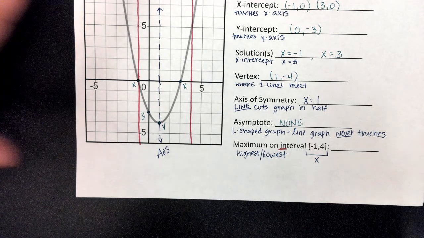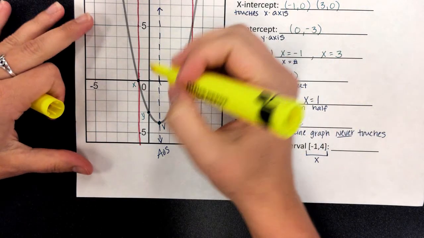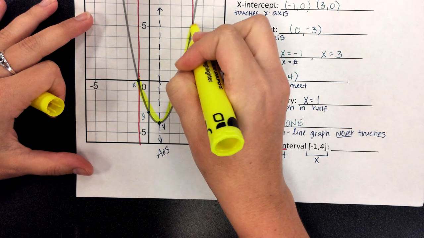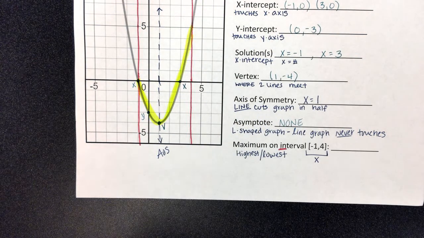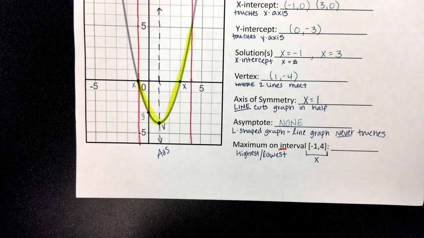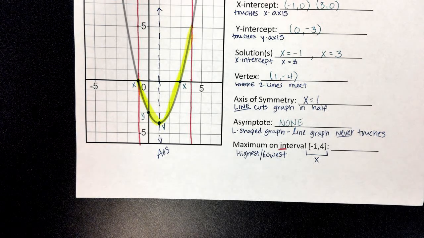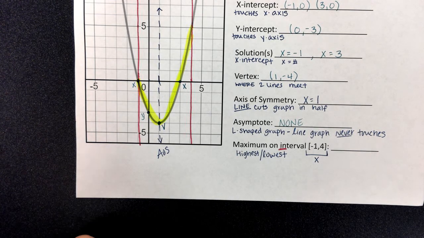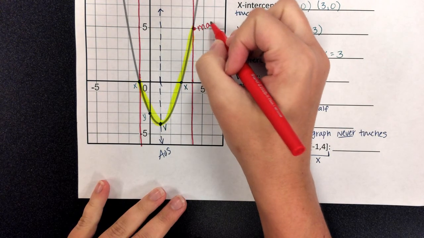Interval. I care about inside those lines. So all I care about is this part right here that I'm highlighting yellow. I don't care about anything outside those lines. So in my yellow highlighter, where is the highest, what's the maximum my graph can go? 4, 5. So right here would be my maximum.